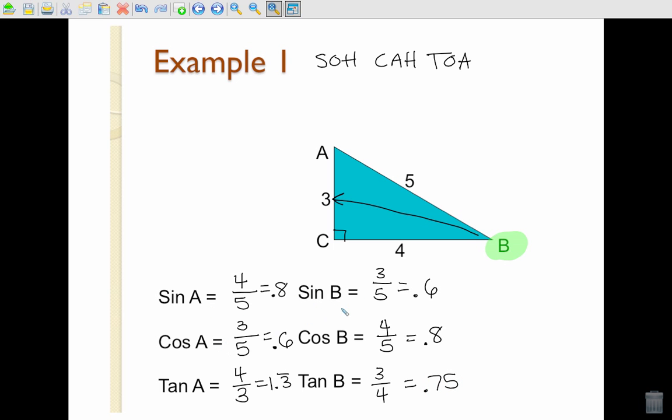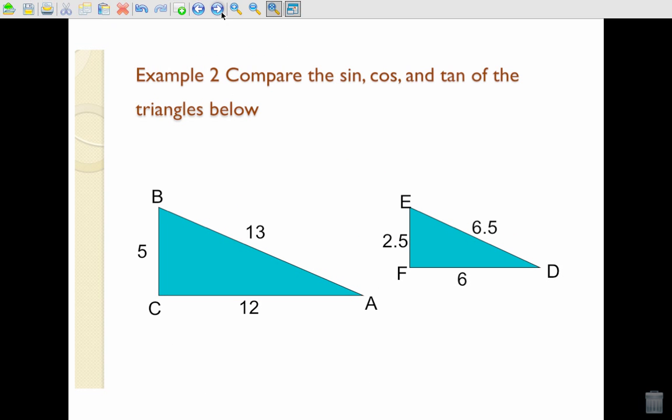and 0.75. Now if you compare sine and cosine of both of these angles, notice that sine and cosine switched places when we switched angles, and the tangent reversed. So it was 4/3, and now it's 3/4. So it's the inverse.